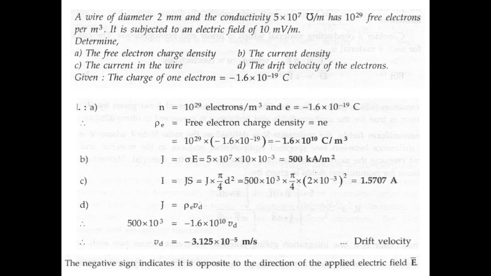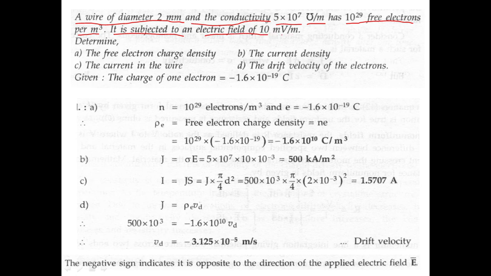Yes. So just read this problem. A wire of diameter 2 mm and conductivity of 5 into 10 to the power 7 mho per meter. Mho per meter. So this is the opposite of resistivity. This is conductivity. So 5 into 10 to the power 7 mho, this is not ohm, this is mho per meter. Has 10 to the power 29 free electrons. So number of electrons is 10 to the power 29 per meter cube. This is subjected to an electric field of 10 millivolt per meter.